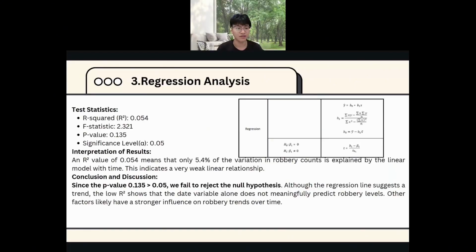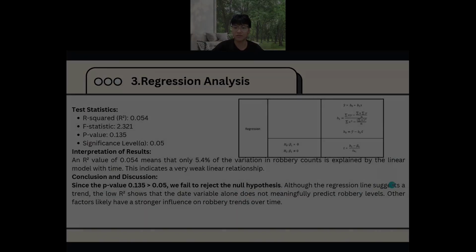Conclusions and discussions. Since the p-value of 0.135 is bigger than 0.05, we fail to reject the null hypothesis. Although the regression line shows just a trend, the low R squared value shows that the time variable alone does not meaningfully predict the robbery levels. Other factors likely have a stronger influence on robbery trends over time. And that's all for my part.